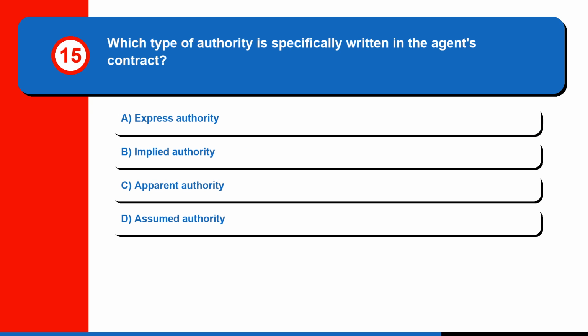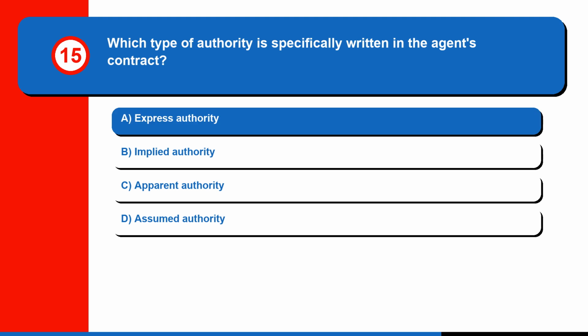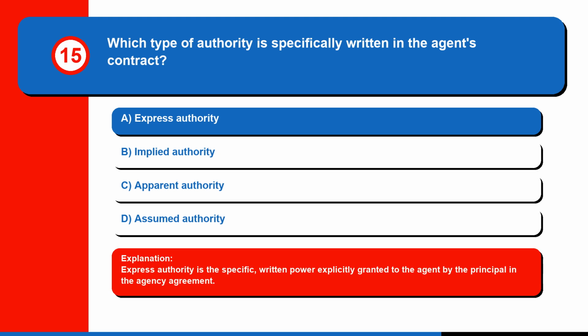Question 15. Which type of authority is specifically written in the agent's contract? A. Express authority. B. Implied authority. C. Apparent authority. Or D. Assumed authority. The correct answer is A. Express authority. Express authority is the specific, written power explicitly granted to the agent by the principal in the agency agreement.